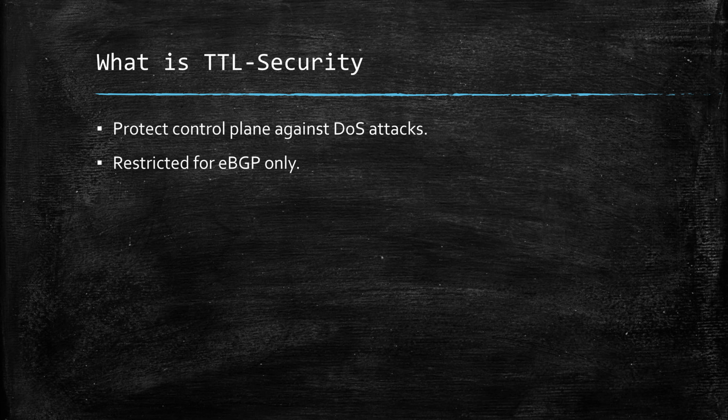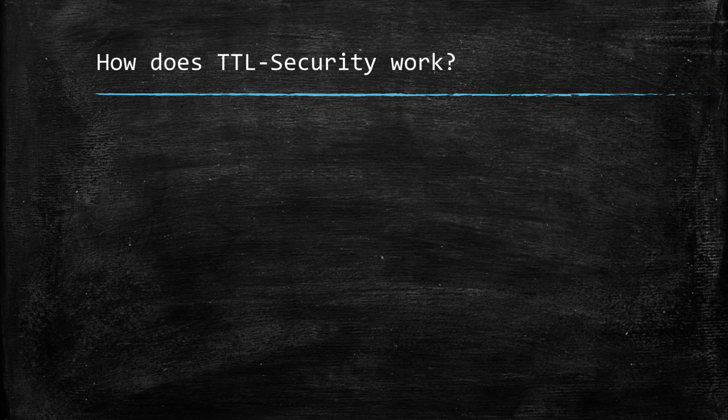TTL-security is restricted for eBGP only. You can't use it with internal BGP. Also, TTL-security is mutually exclusive with eBGP multihop. You can't have both configurations at the same time. Let's see how TTL-security works.